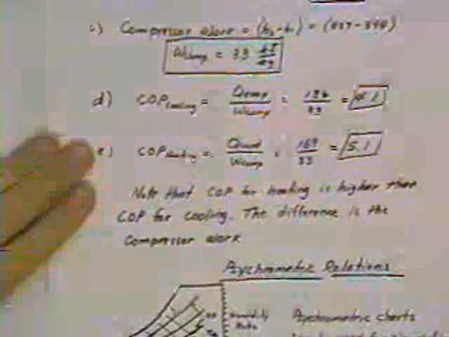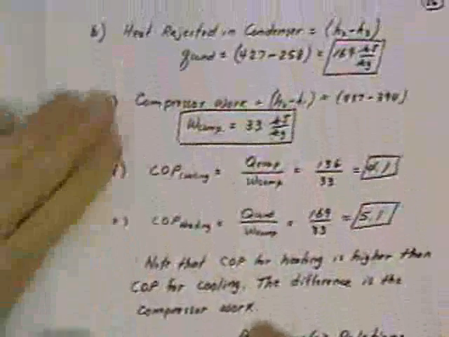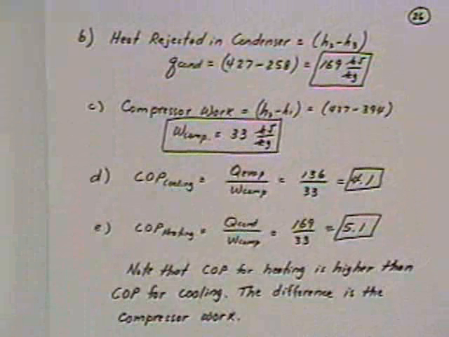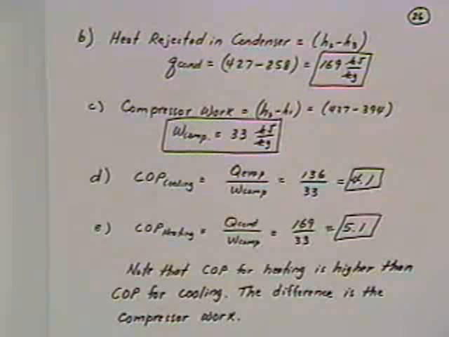Okay, as we complete our cycle analysis and go around this, we want to find the heat rejected in the condenser, the compressor work, the coefficient of performance for cooling, and the coefficient of performance for heating. Heat rejected in the condenser is H2 minus H3, so Q in the condenser is 427 minus 258, which is 169 kilojoules per kilogram. Compressor work is H2 minus H1. 427 is H2, 394 is H1, so H2 minus H1 is 427 minus 394, or 33 kilojoules per kilogram.